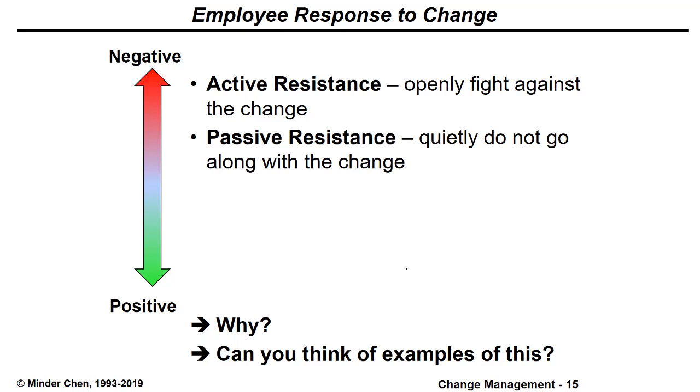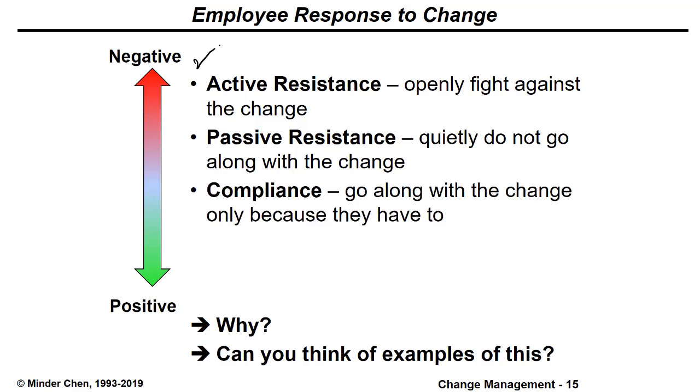Different people respond differently to change. Some people resist actively, and they will fight against the change. They will use various maneuvering and procedure to stop you. Passive resistance: they quietly don't do much. It's kind of a wait and see attitude. And so we call it passive resistance.